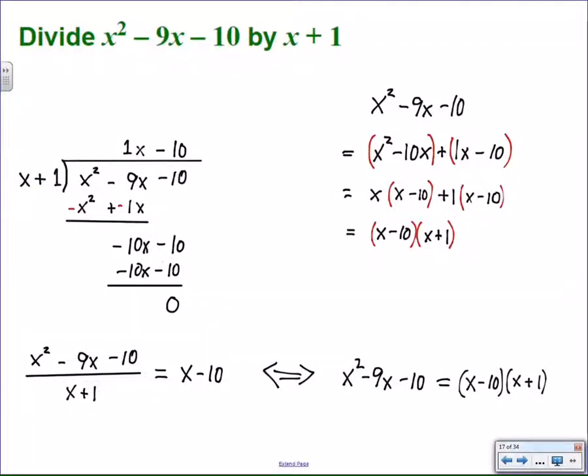Hello and welcome to part 2 of a short mini-series on polynomial division. In the last video, I discussed the method for the algorithm that enables us to long divide polynomials.